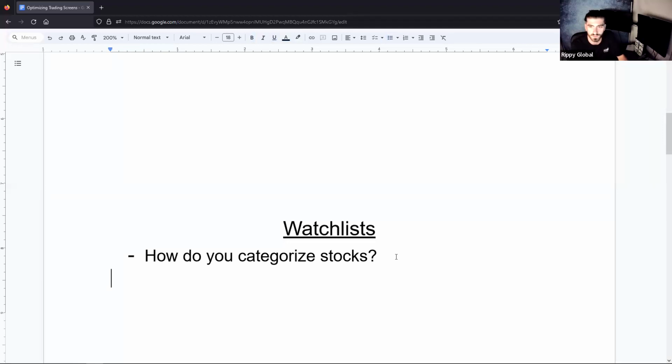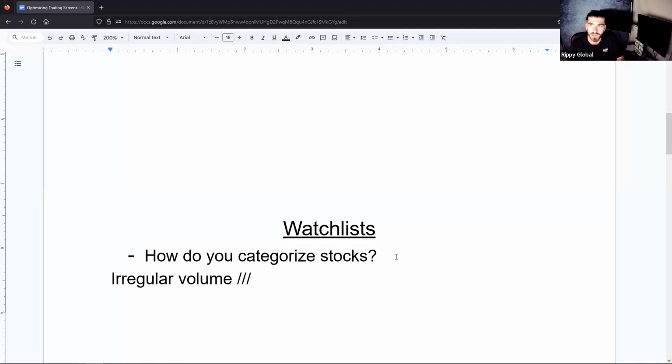Let me find a way to get this. There we go. So when I have my watch list, the biggest thing I look for is irregular volume. And when I say irregular volume, I'm not saying, let's say Tesla has heavy volume. I'm looking for abnormal. Tesla always has heavy volume.